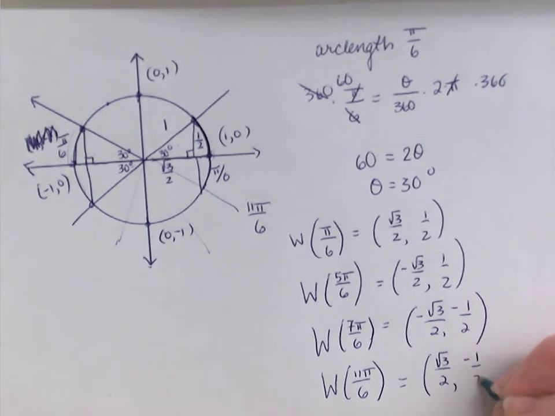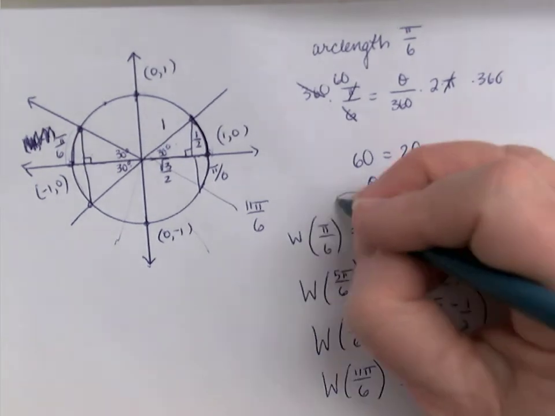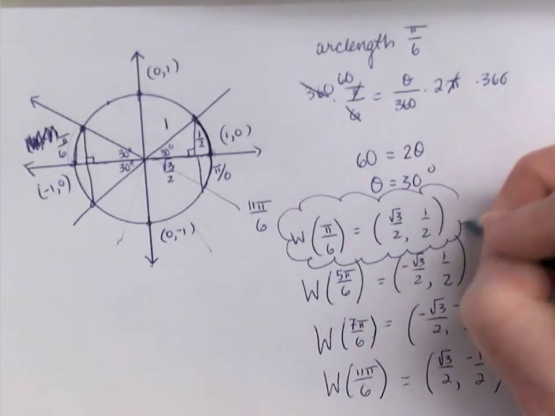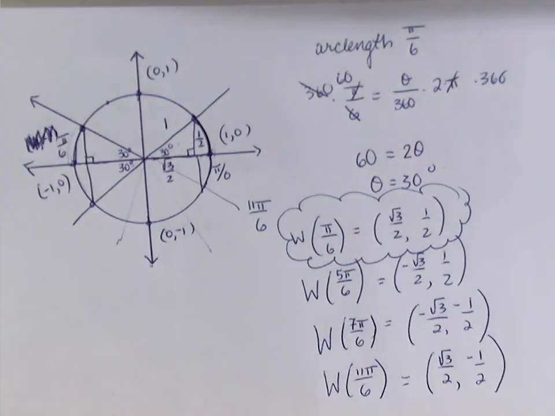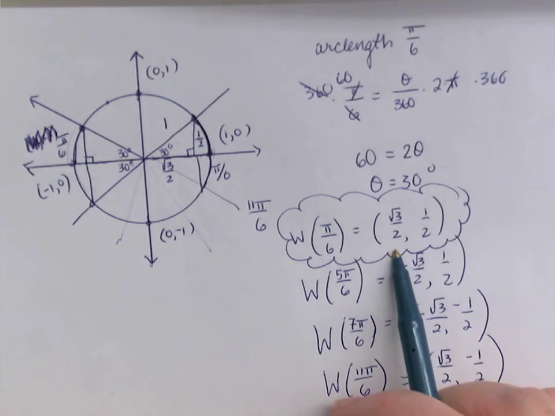and negative 1/2. So in short, anytime I am wrapping a multiple of π/6 that does not reduce, the rectangular coordinates are going to be some form of root 3 over 2 and 1/2.